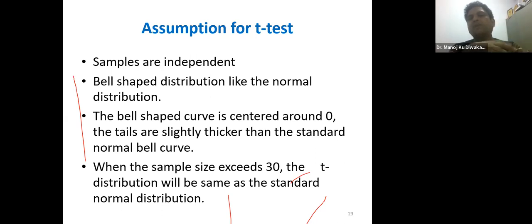Second, a bell-shaped distribution like a normal distribution. Once we draw the distributions of the data we collected from these two places, that should be normal, a bell-shaped distribution. Mean, median, and mode are quite similar, or close to similar, in a normal distribution. So this is the assumption which you need to look up. Whenever you are going to apply the t-test, you need to check these assumptions. If these assumptions are fulfilled, then you can go for the analysis.